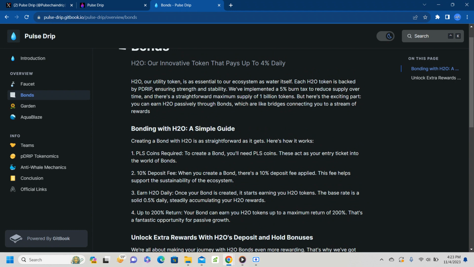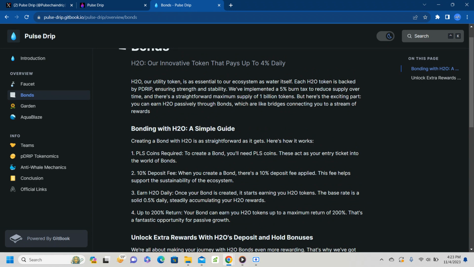And it says here, we've implemented a 5% burn tax to reduce supply over time. And there's a straightforward maximum supply of 1 billion tokens. So there'll be 1 billion H2O tokens, and then that supply will gradually decrease over time, right? So it's probably cool to grab some early, because over time that supply is going to be dwindling down.